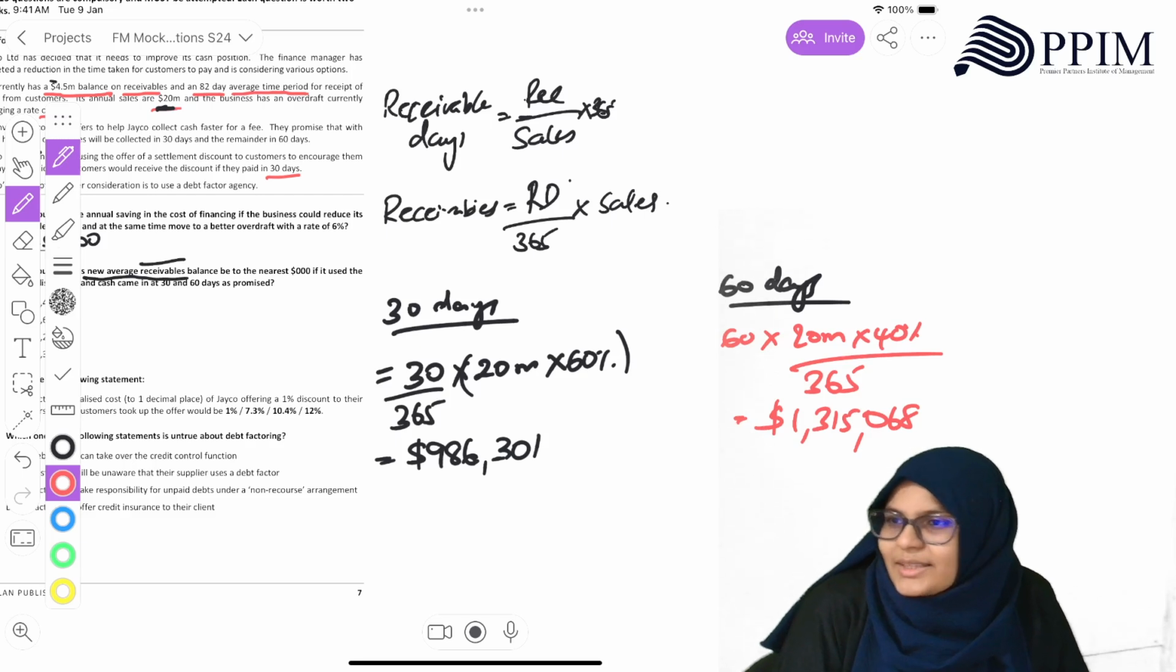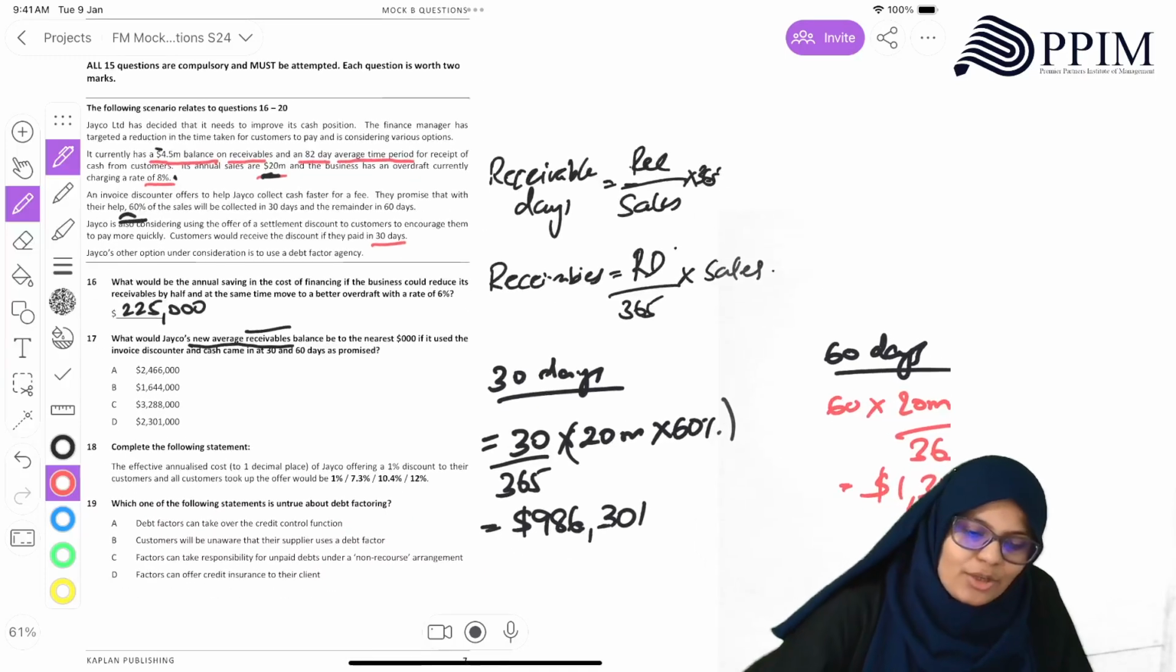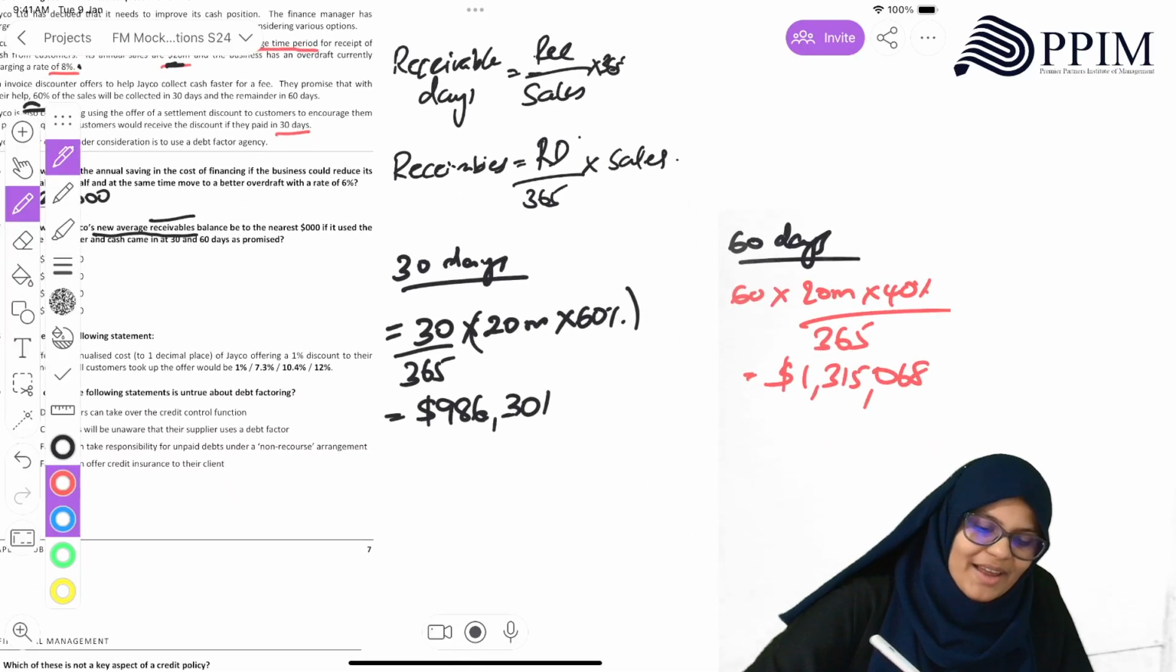Yes, I am just rearranging the equation because I have receivable days. I can find the receivables figure that they are asking. So then what was the question? They are asking new average receivables, no? So just a matter of adding these two together.